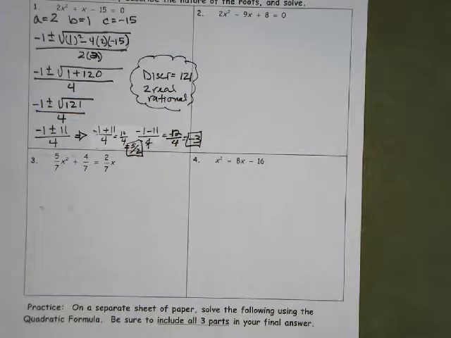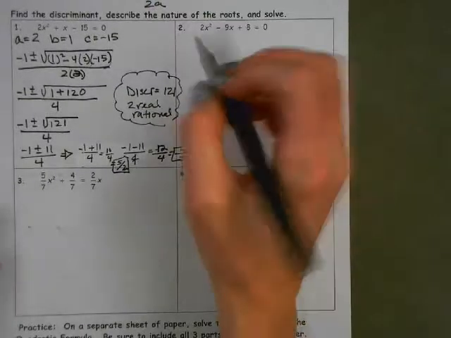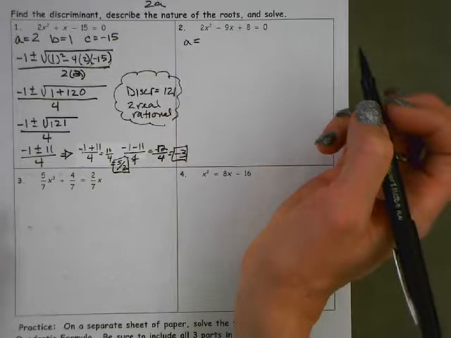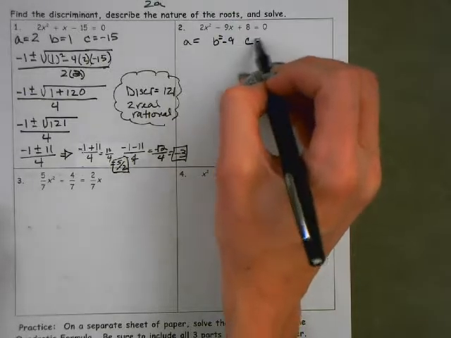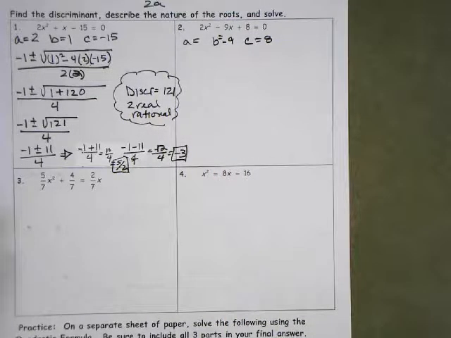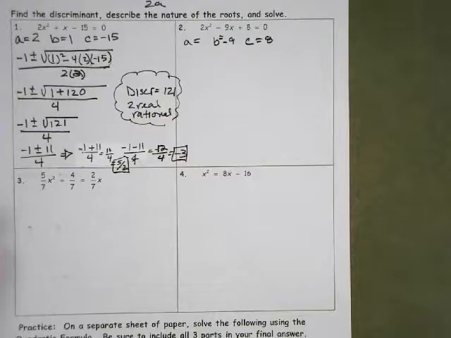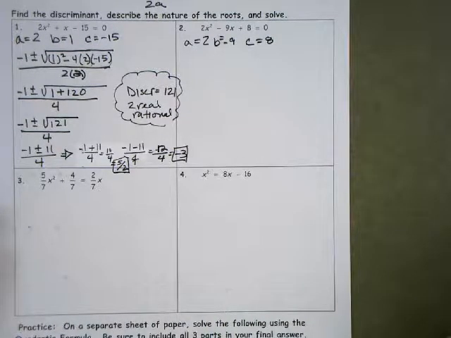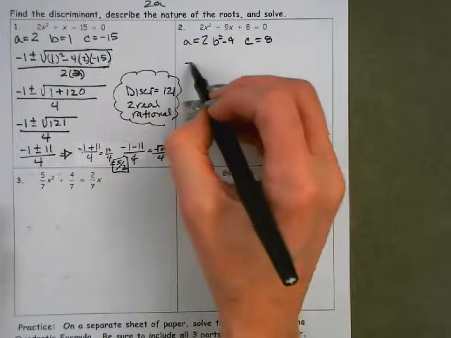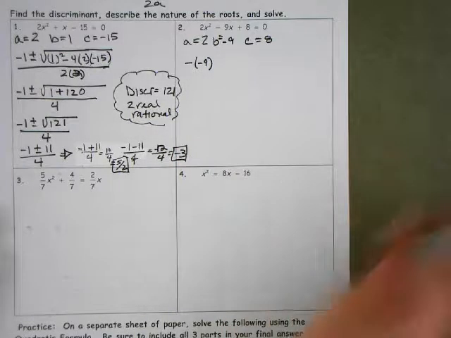Okay, the next one. Here we go. So A equals 2 on number 2. B is negative 9. And C is 8. Right? A is 2. B is negative 9. C is 8. Alright, so I'm going to put in my formula. I'm going to have negative 9, plus or minus.